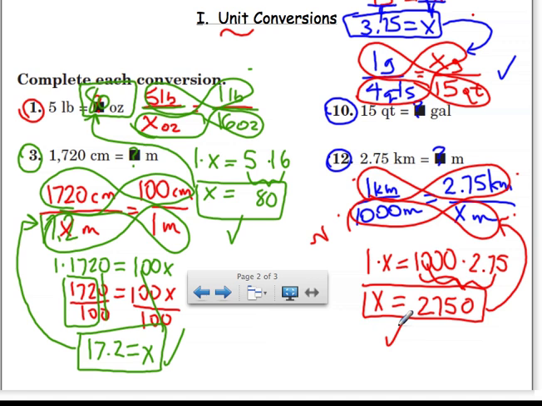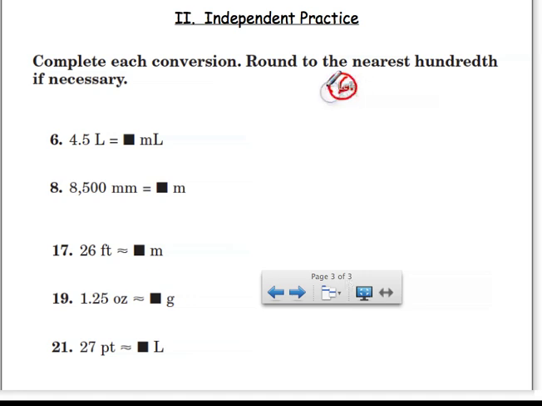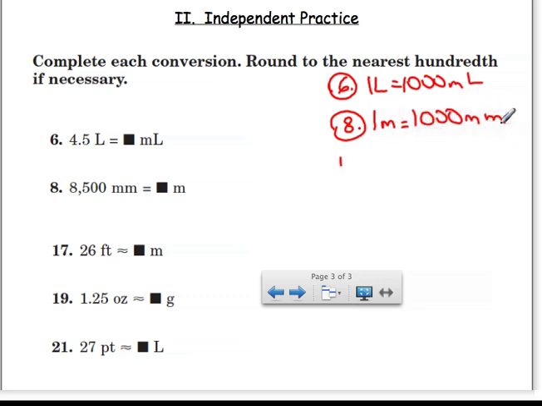So at this point, it's time for independent practice. I'd like you to try these 5 problems, converting these measures, round to the nearest hundredths place if necessary. To give you a little help, I'm going to make sure you have the conversion ratios for each one. For number 6, it's going to help if you know that 1 liter is the same thing as 1,000 milliliters. For number 8, it's going to help if you know that 1 meter is the same thing as 1,000 millimeters.